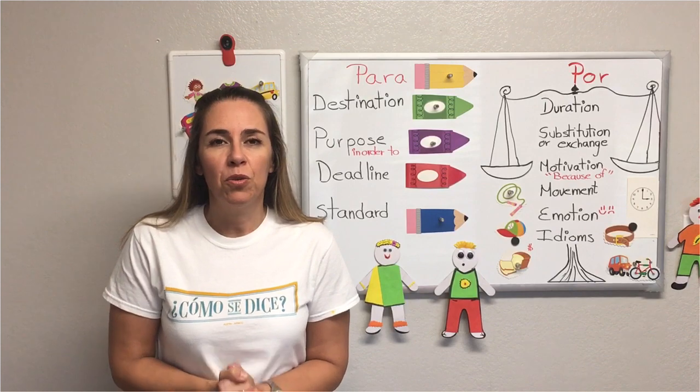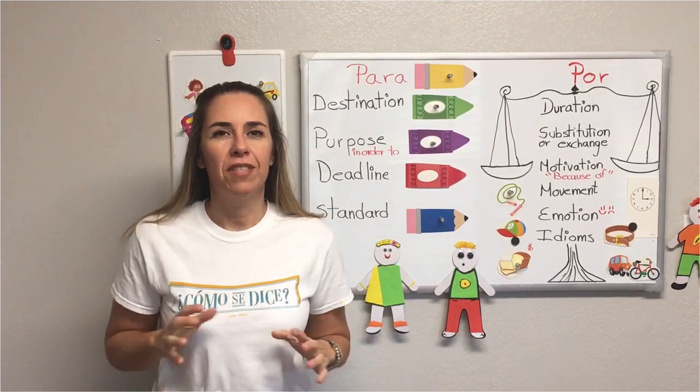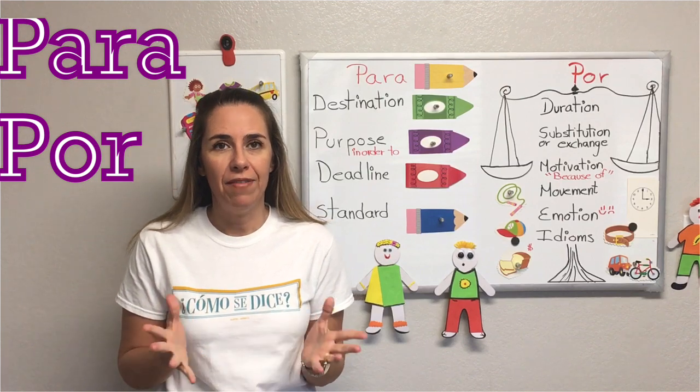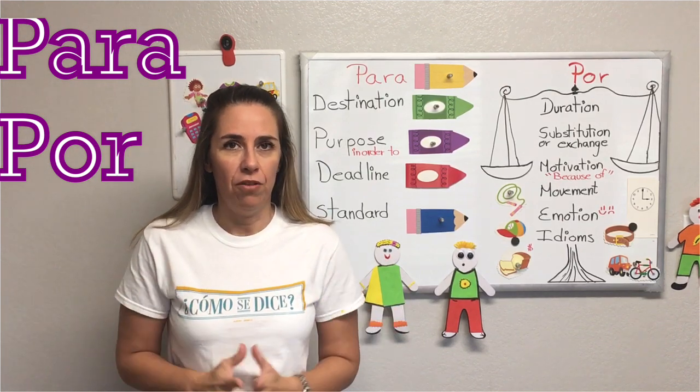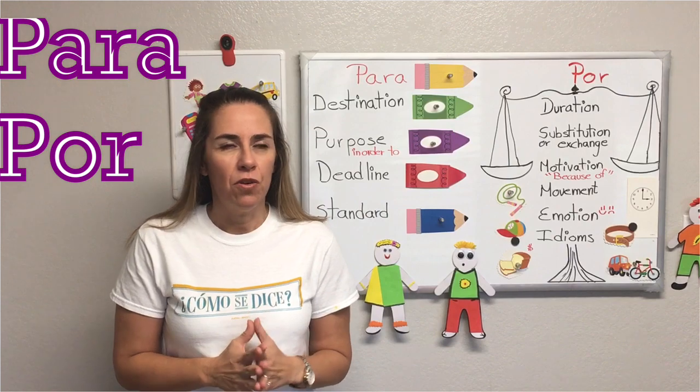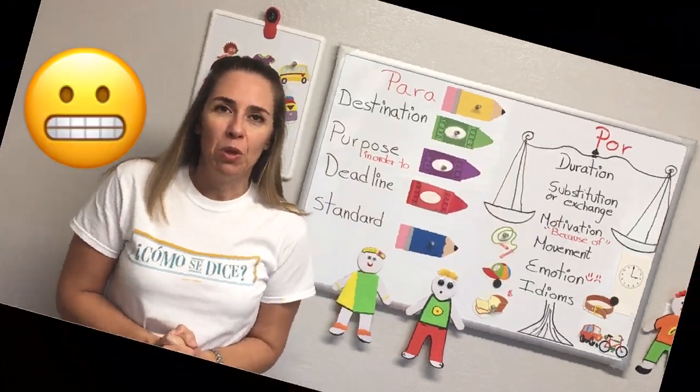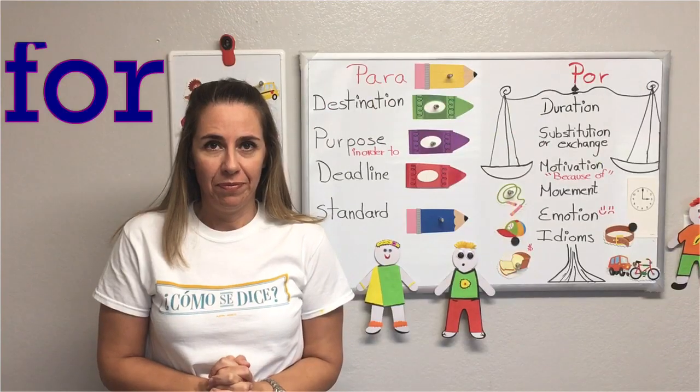We are going to learn two prepositions that a lot of times are a little bit confusing because both have the same translation a lot of times. We normally confuse para and por because both mean for.